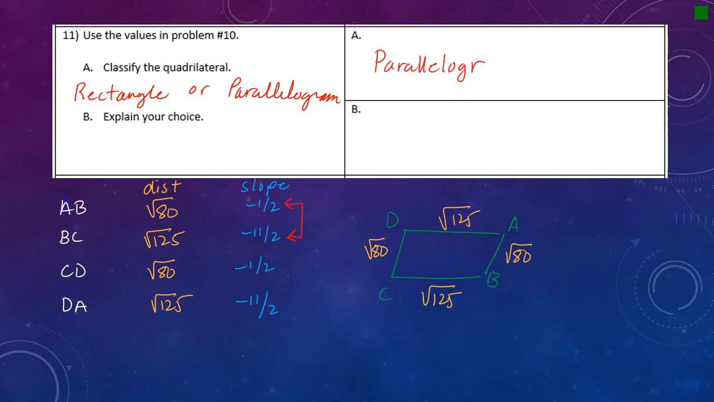And then for part B, to explain my choice, I would just concisely write what I just said. I would say that there are two pairs of opposite equal sides. And it's important that you say opposite, because if they were adjacent equal sides, that would make it a kite. And the slopes of the lines are not perpendicular.